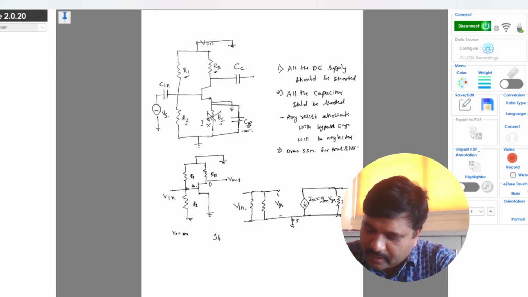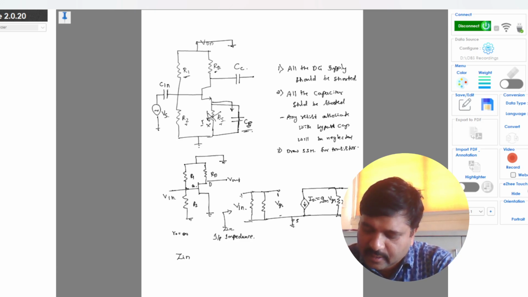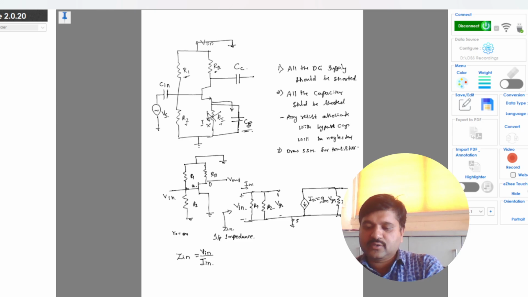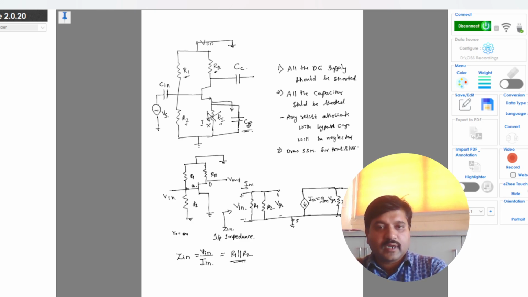So first, input impedance. Input impedance is Zin, what we see with respect to the input terminal, that means input voltage and input current. Okay, Zin is nothing but with respect to input voltage and input current. So when we see with respect to these two terminals, that means Vin and Iin, R1 and R2 are parallel. Okay, so here R1 will be parallel to R2. So this is the input impedance.